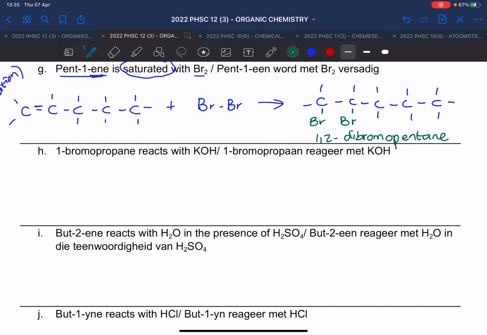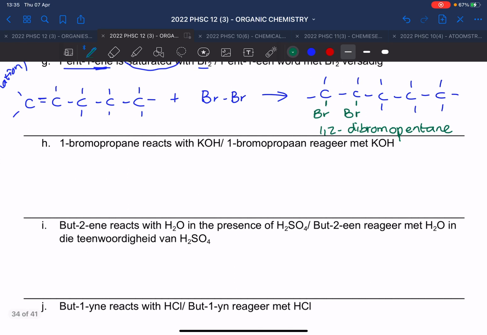All right, next one. 1-bromopropane. Pro means 3. So 1, 2, 3. And they say on the first one there's a bromo. And remember, the first one can be on the right or the left hand side because it's 3-dimensional. 1-bromopropane. And then they say it reacts with Boitumelo. What is the name of this thing?